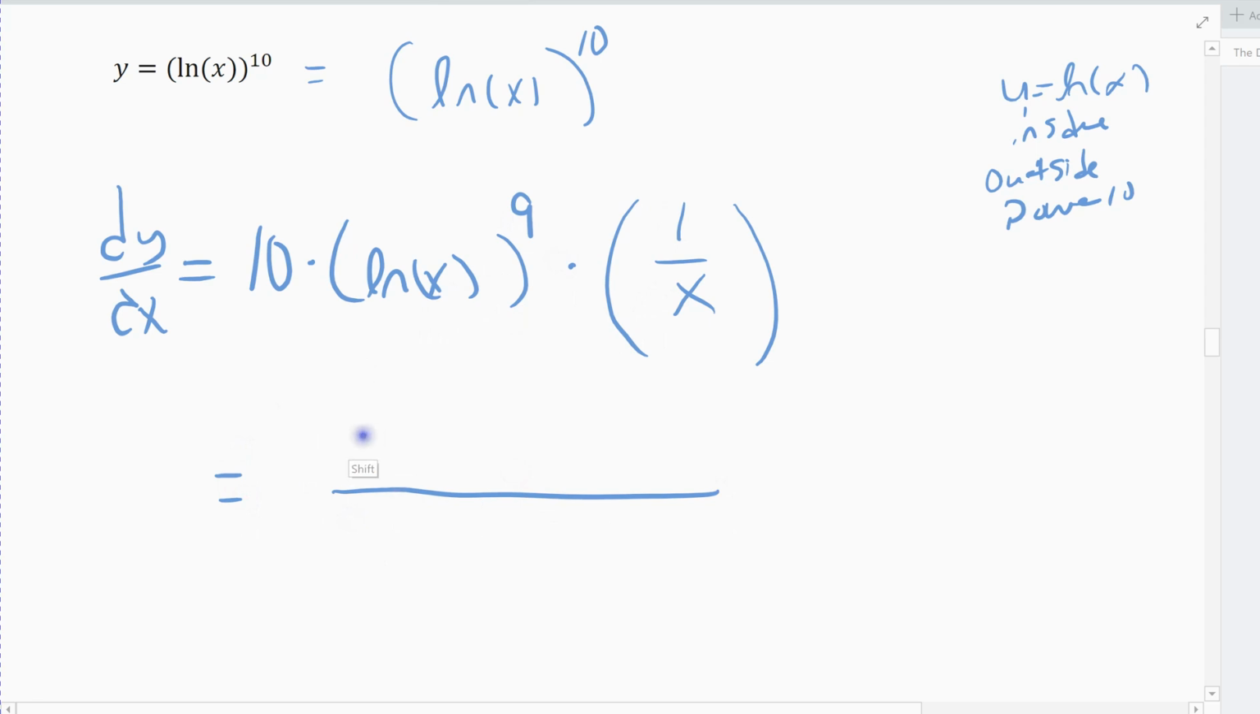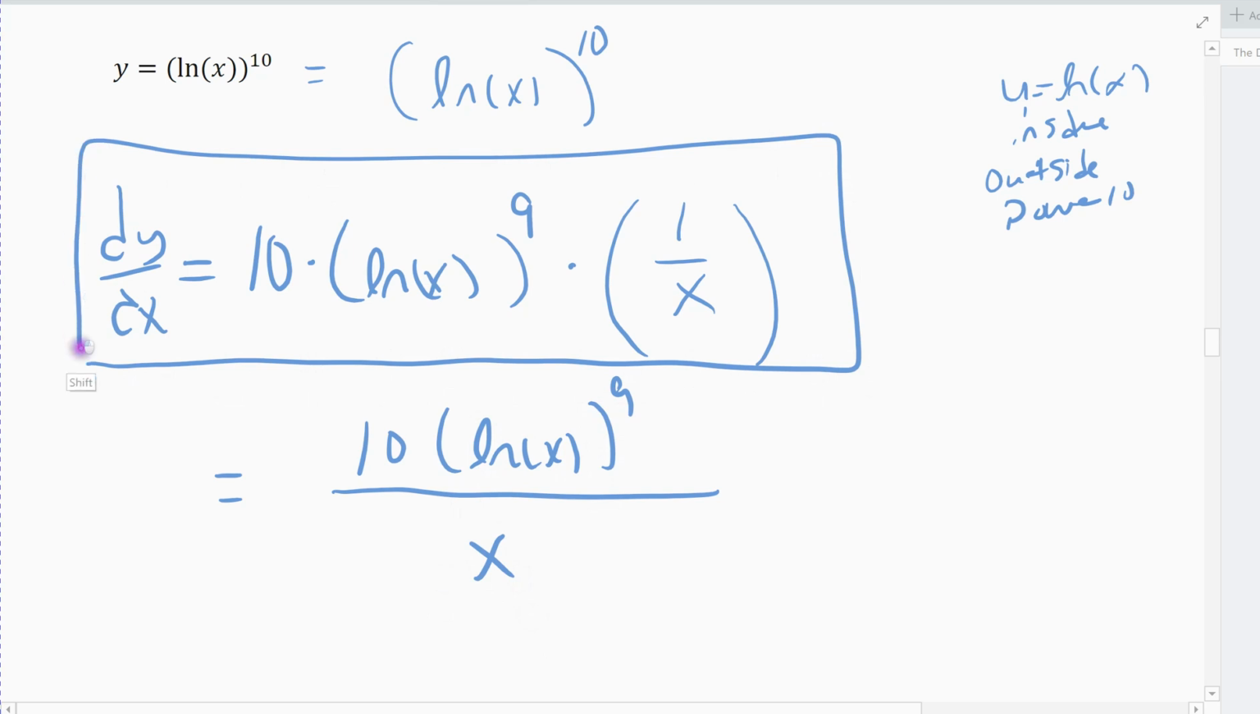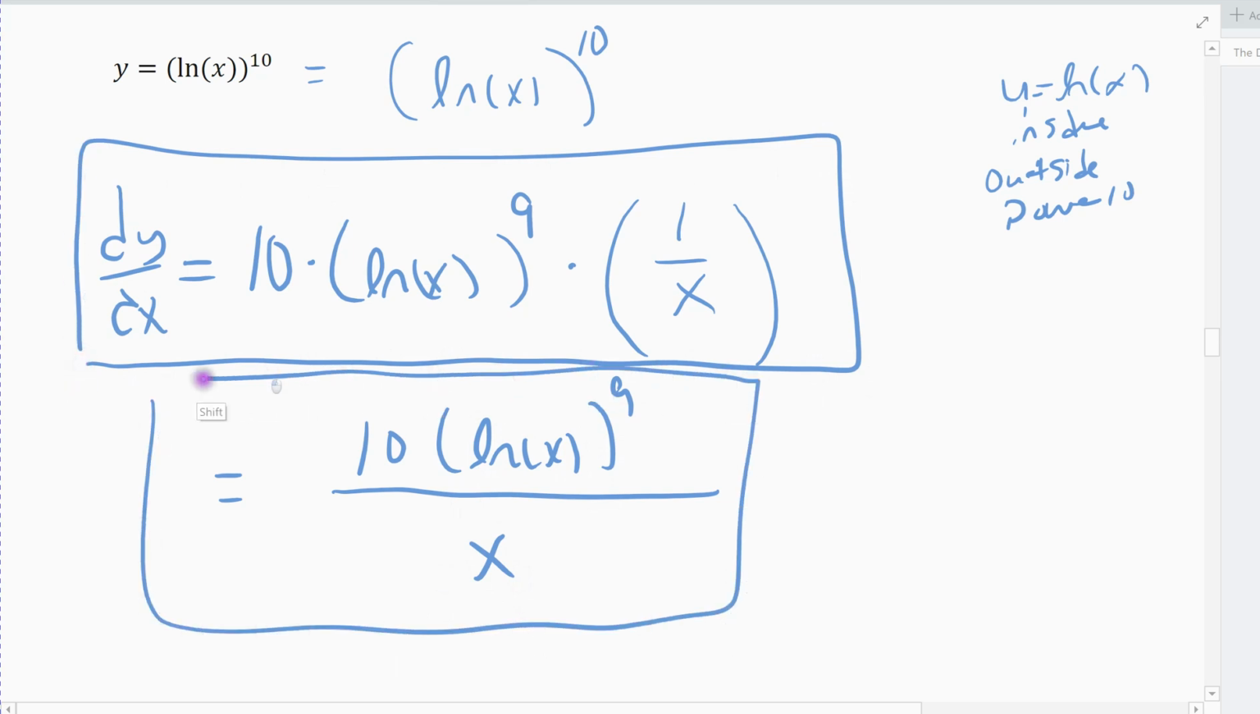Nothing reduces. Up top it would stay 10 times the natural log of x, and you would definitely need parentheses around the natural log of x, all divided by x. So I would actually probably just leave it like this. But if you like to write it as a single fraction, that's how it's written. You can't reduce anything. Nothing simplifies. You can't rewrite anything. Can't put the 10 inside. Right, it has to stay 10 outside parentheses. Natural log of x raised to the 9, where the 9 is outside the parentheses, all over x.